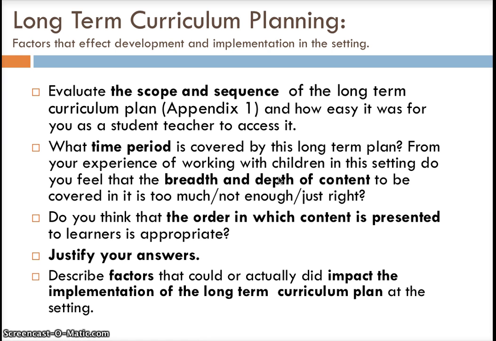Then you have to describe the factors that could or actually did impact the implementation of the long-term curriculum plan at the setting. For example, in schools, particularly local government schools, there's lots of things that go on. There are national days, holidays, and also the plays, events and performances that actually stop you from being able to implement some parts of the long-term plan at the time in which they were supposed to be implemented. So maybe some of the planning needed to be changed, maybe the orders need to be changed.